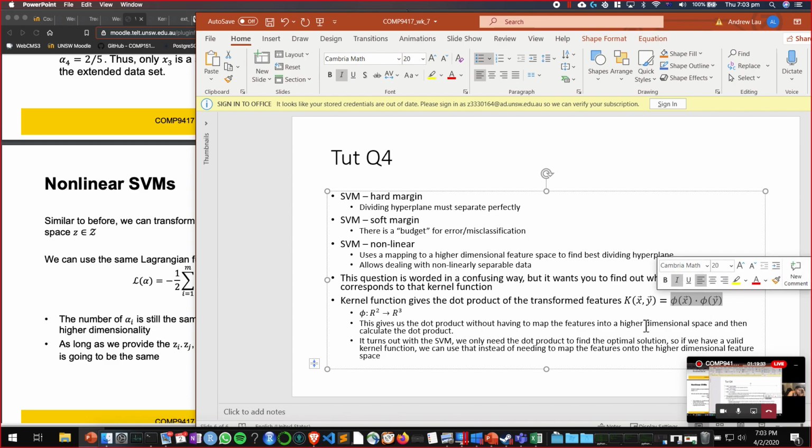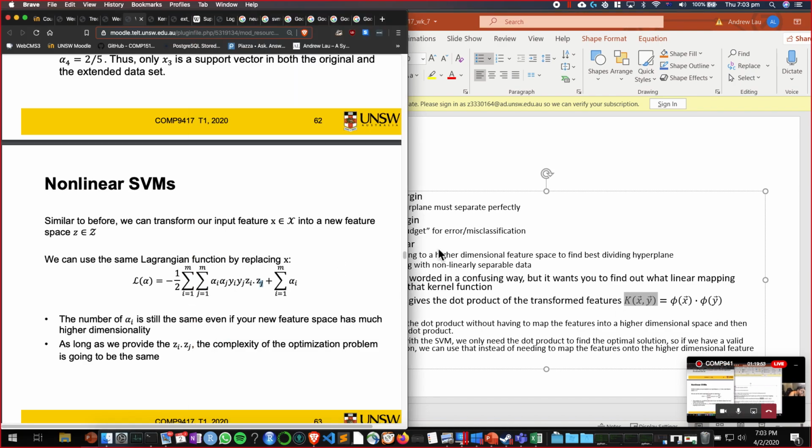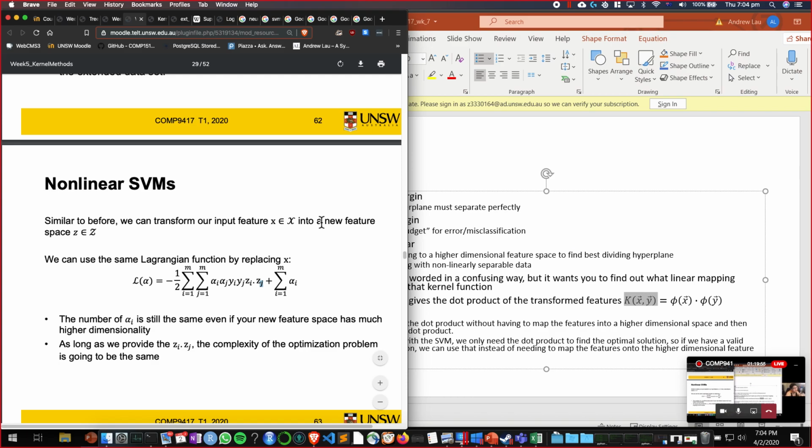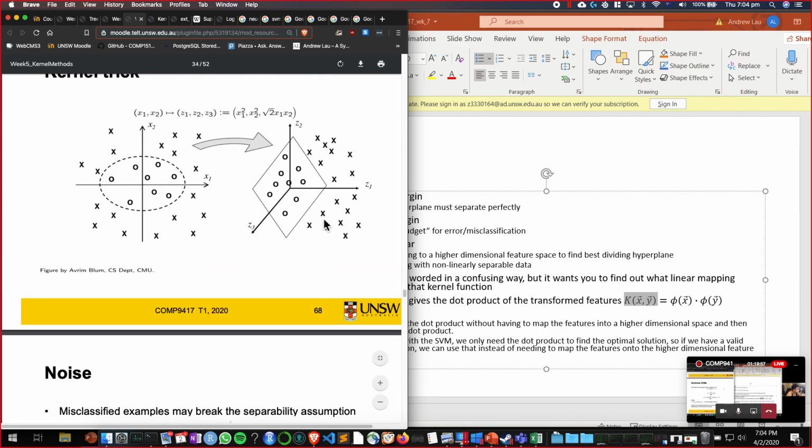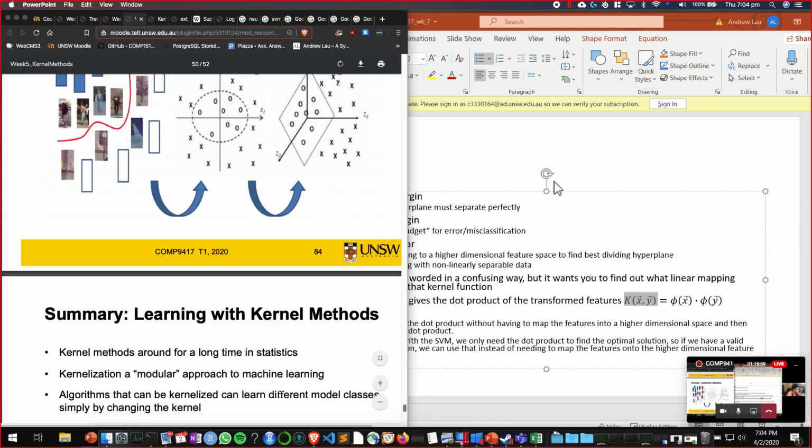So every mapping from one feature space to another will have its own kernel function, or well, not every one, but if you can find a kernel function which is equivalent to some mapping, then you can just use that instead of having to transform the features into that feature space. We'll talk about it a bit more in our tutorial questions. Okay, cool. I think I should start with the tutorial questions now.